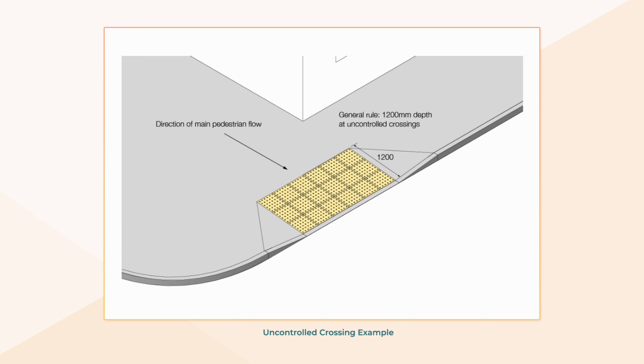First, I will explain their use in uncontrolled crossings. Uncontrolled crossings use buff-colored tactiles. The minimum width of the crossing should be 3 meters, but it can be taken further down to an absolute minimum of 1.2 meters, 3 slabs wide, in some special cases, like in historical town centers with narrow footways.